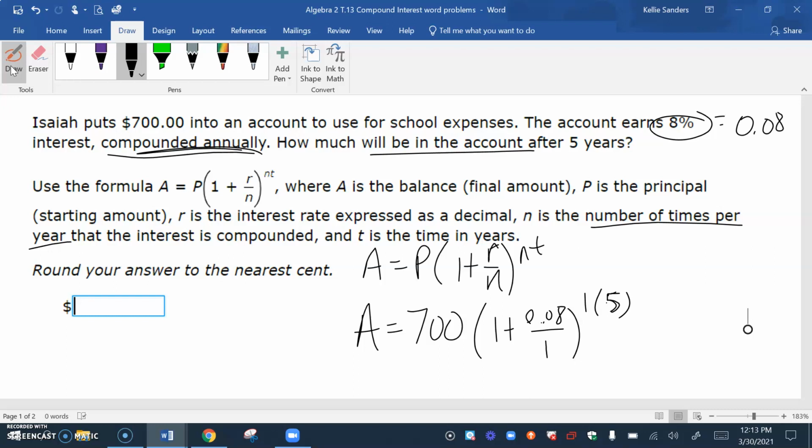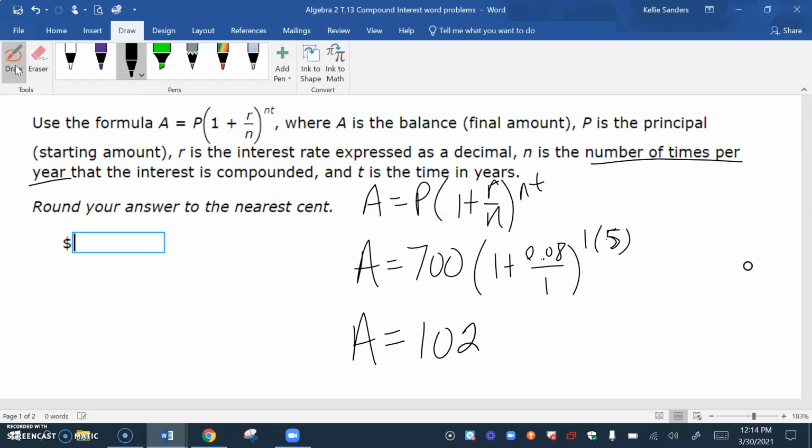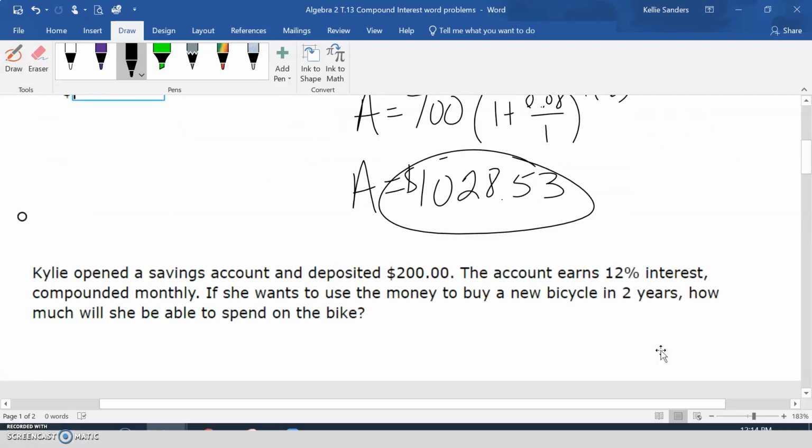So if you put that in the calculator, which you definitely can, let's see, 700 parentheses 1 plus fraction 0.08 over 1, close your parentheses, to the 1 times 5 is 5, equals. In 5 years, he's going to have $1,028.53 in his account. Oops, wrong one. Okay.